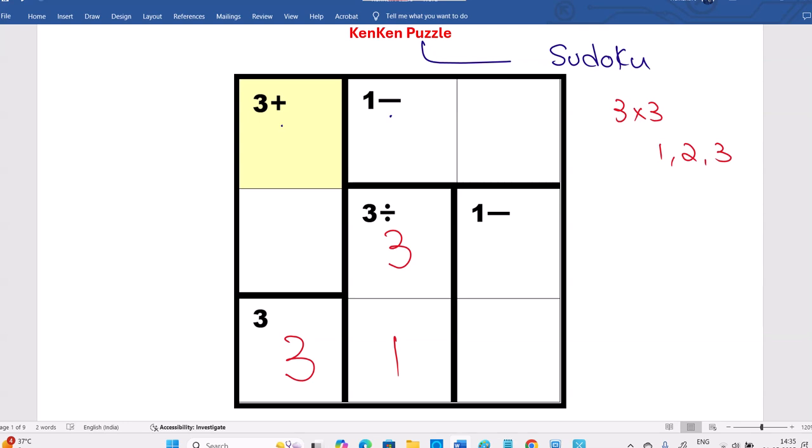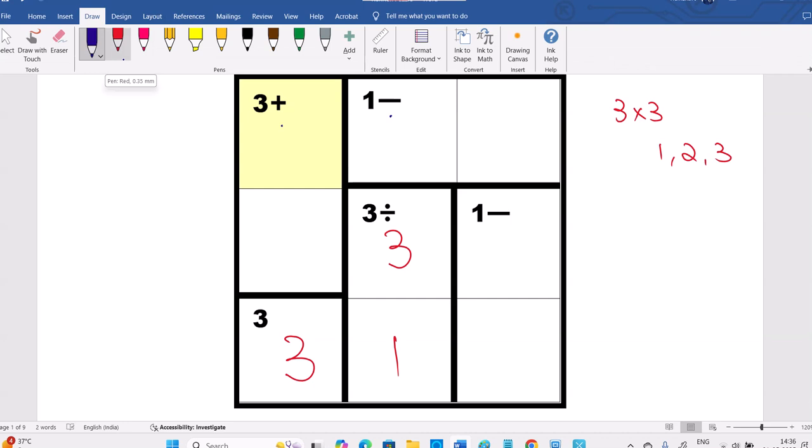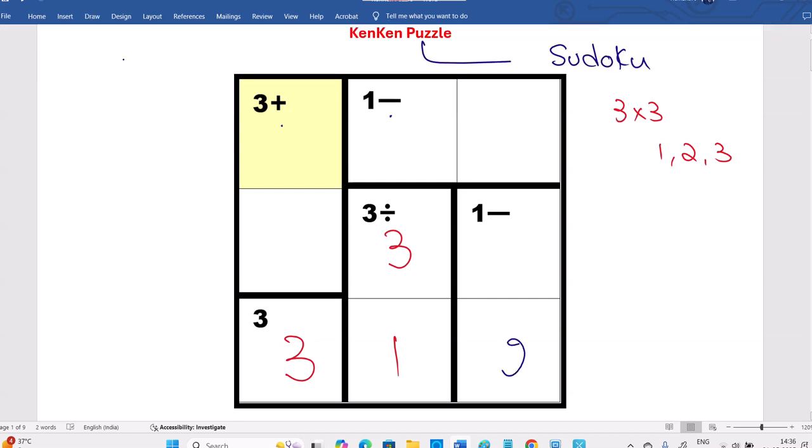Is that clear? Now we have one more clarity. As 3 is already here, 3 and 1, this should be 2. As it is 3 and 1, this should be 2. I hope you have that clarity as well. Now 3 cannot come here. This should be 3, as 3 cannot come here, we should put 3 above. This should be 1. Then this is 2, this is 1.